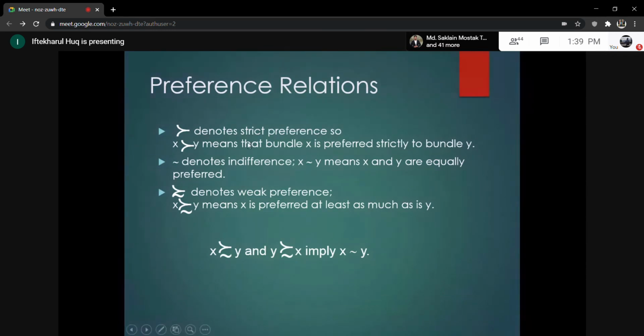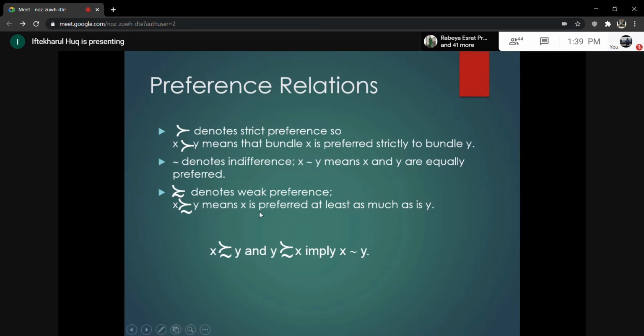So what is the difference between strict preference and weak preference? That at least as good as that sign is missing. Whenever I'm talking about strict preference, it's a definite kind of comparison. It's like definitely one bundle is preferred to another bundle. But whenever I'm talking about weak preference, that means it is at least as good as Y. That means X can be indifferent to Y, or X can be more preferred than Y. Put them together, we are saying X is at least as preferred as Y.